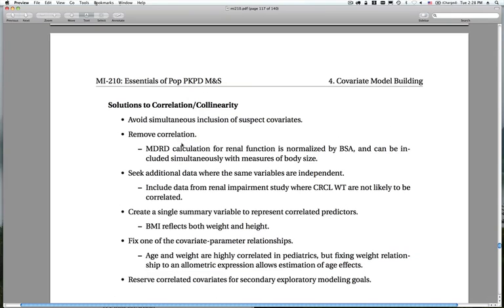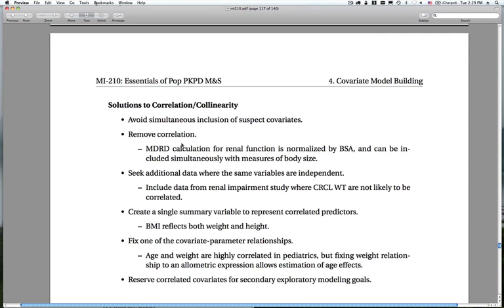So, more solutions to the collinearity correlation question. Avoid simultaneous inclusion of suspect covariates. Another thing you can do is remove the correlation. For example, the MDRD calculation for renal function is normalized by body surface area, so you can include that simultaneously with measures of body size. Whereas the Cockcroft-Gault calculation of creatinine clearance is directly influenced by body weight and is highly correlated with body weight. And so it's very difficult to estimate renal function as measured by creatinine clearance and weight effects at the same time, unless you normalize out that weight effect.